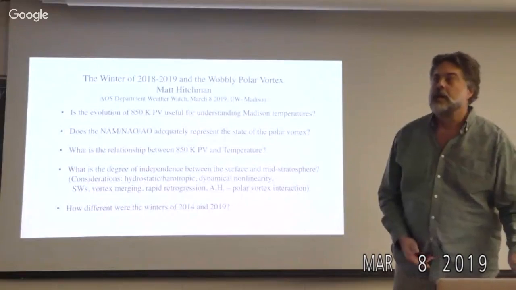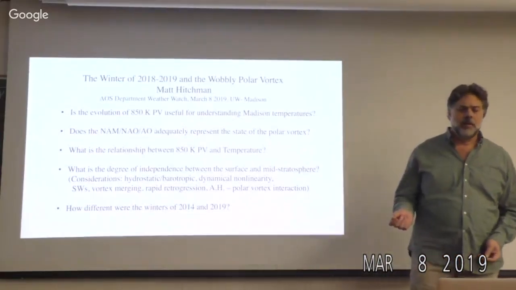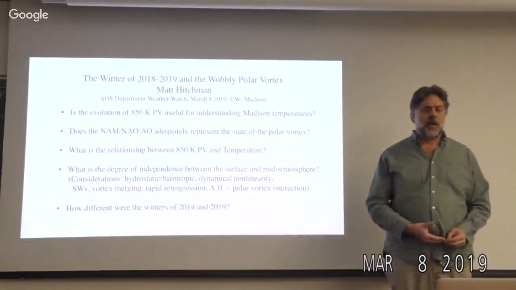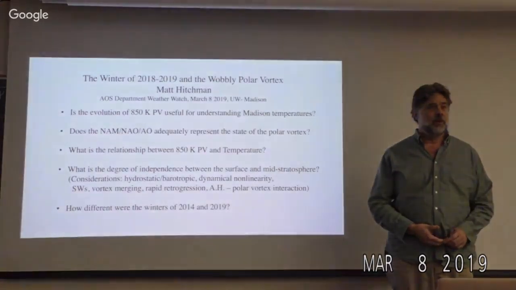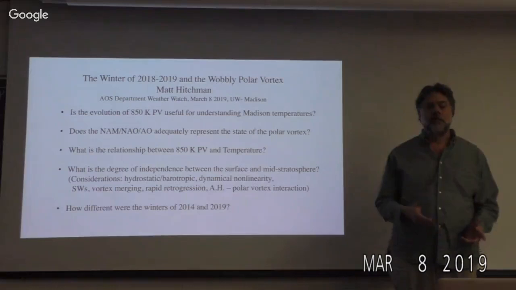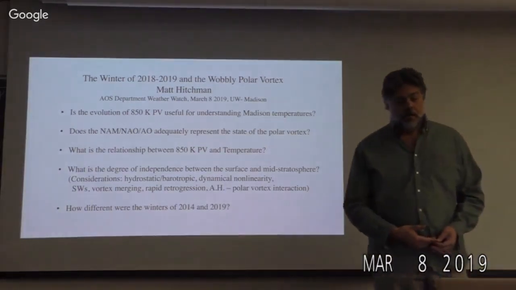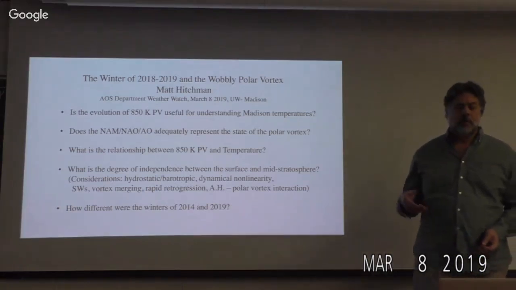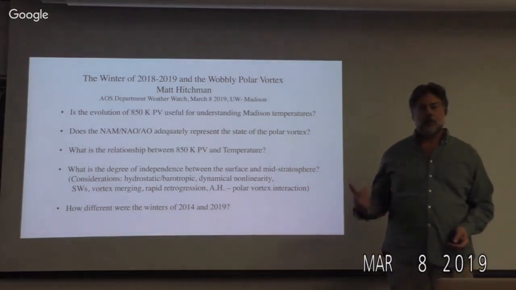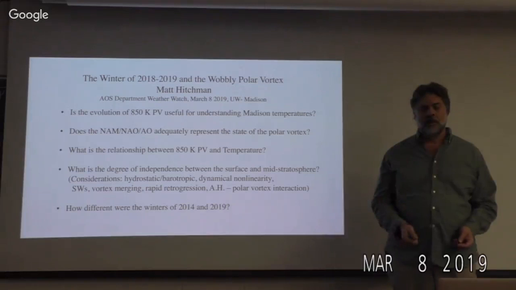And so to do that, I went to the NOAA website. They have a lot of really nice maps that they maintain. One of them is 850 Kelvin potential vorticity. This must be one of the really key data points. And they have daily maps of it. So I downloaded each one starting in November through, I guess I got through March 6th.